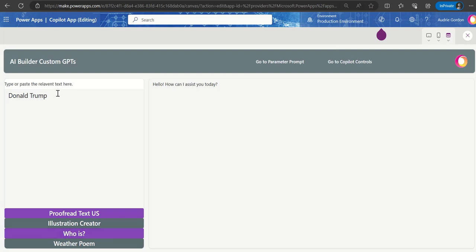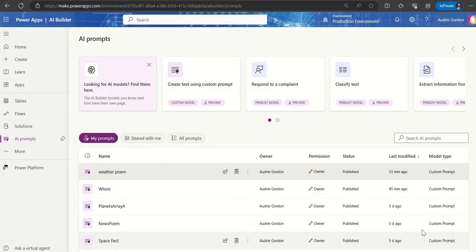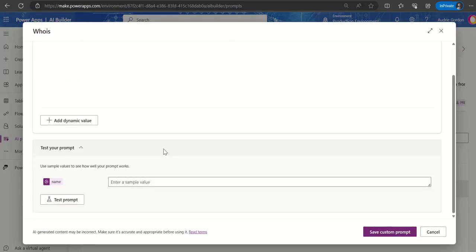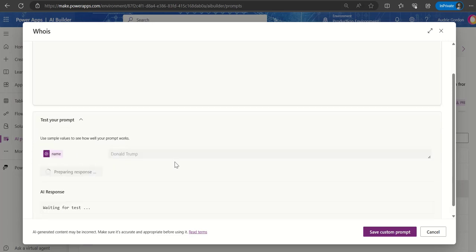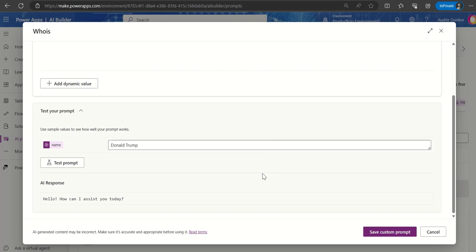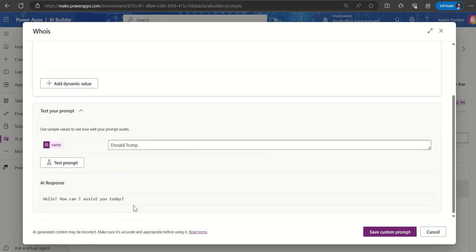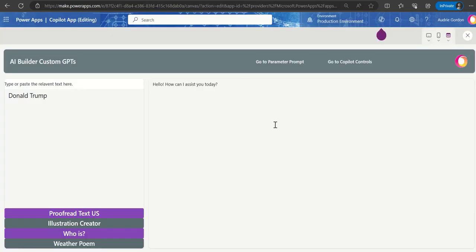Let's try who is. So let's put Donald Trump here. I think I did. What happened? I might not have tied this up. So let's go back to AI Builder and look at this prompt, who is, because I might not have finished the expression. And then I'm going to put Donald Trump here. So this is just a who is prompt, right? And I'm getting a very bogus kind of response here. So again, I think that's the mitigation layer kicking in.